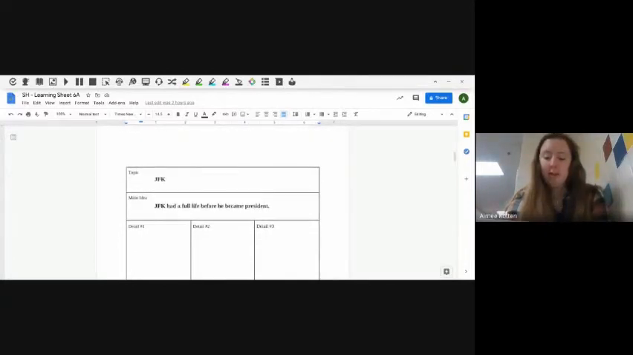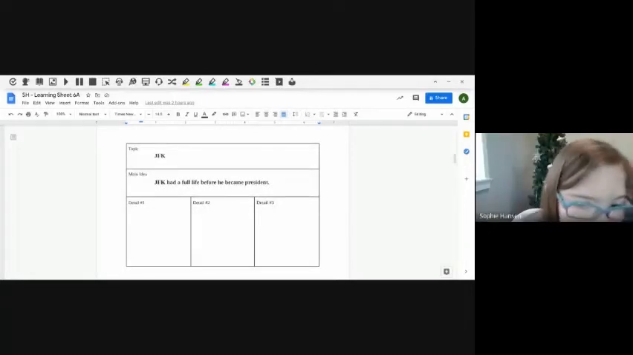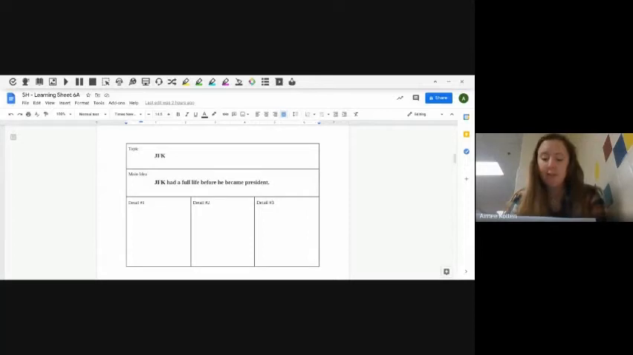Next, I'm going to look at the topic and the main idea that have been given to me in the diagram and read them to myself. So the topic is JFK, and the main idea is JFK had a full life before he became president. Next, I think about what that means. It means that this paragraph is about things that happened in John F. Kennedy's life before he became president. Next, I ask myself, what information in this paragraph tells me more about this main idea that he had a full life before he became president of the United States?